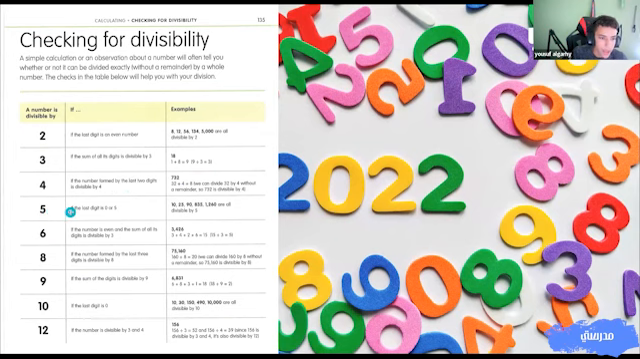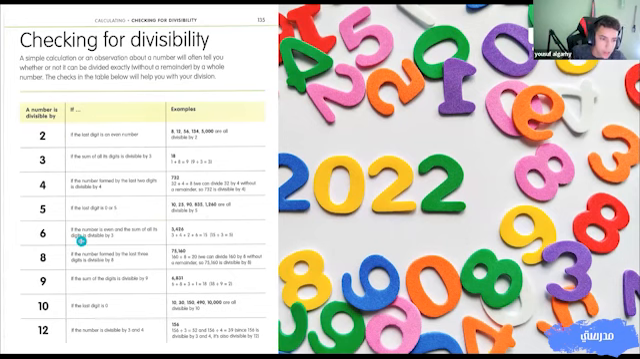Okay. All right. Now we have the number 5. Okay. If the last digit is a 0 or a 5, this number is divisible by 5. Okay. So 10, 25, 90, 835, 1,260. Those are all numbers that end with 0 or 5. So they're all divisible by 5. Okay.